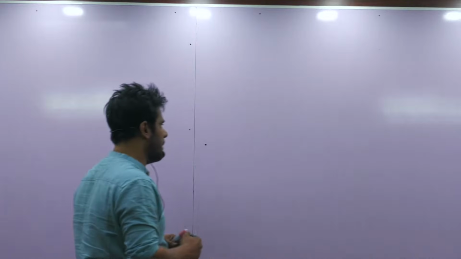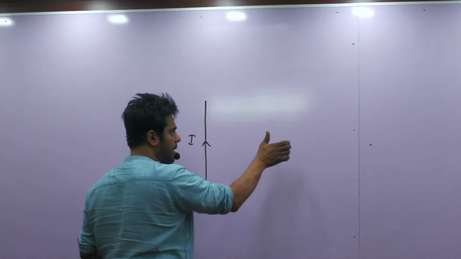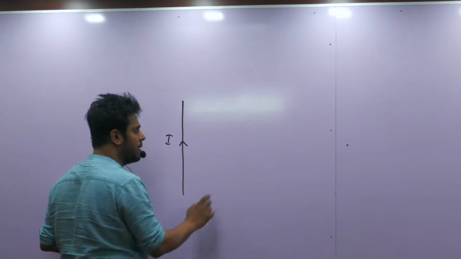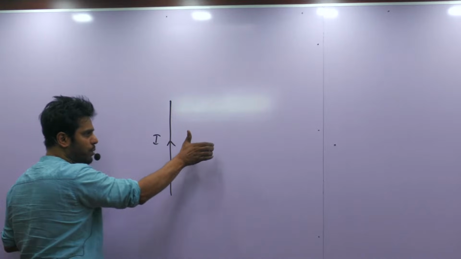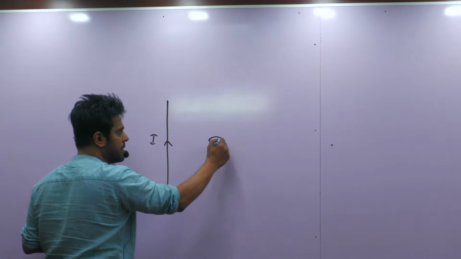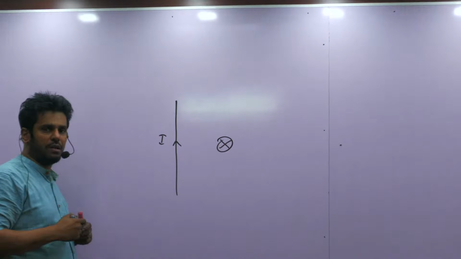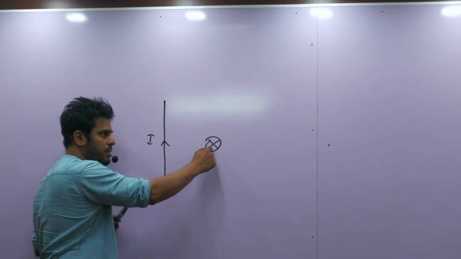Now for an example, you assume this is the direction of current. Now current is I. Now if you want to find the direction of magnetic field in right hand side with respect to the direction of current, you have to keep your fingers like this. In right hand side it goes perpendicular to the sheet, inwards perpendicular to the sheet.